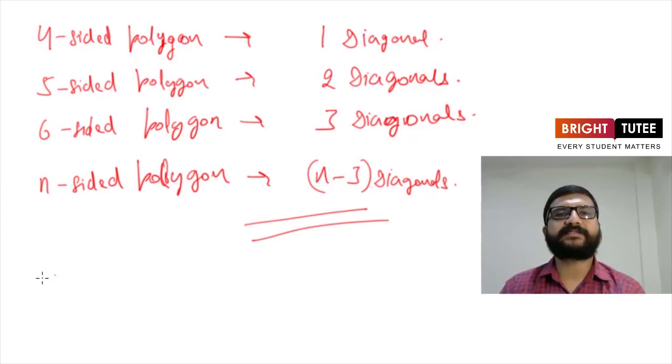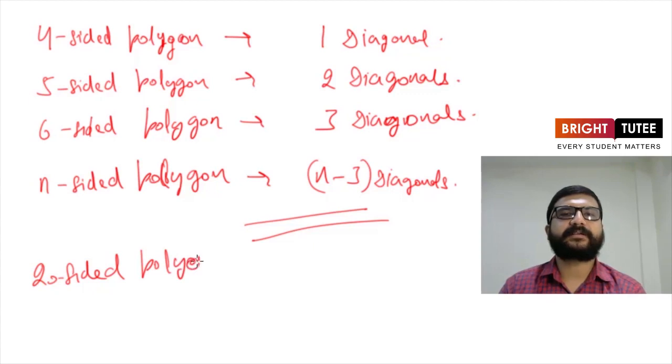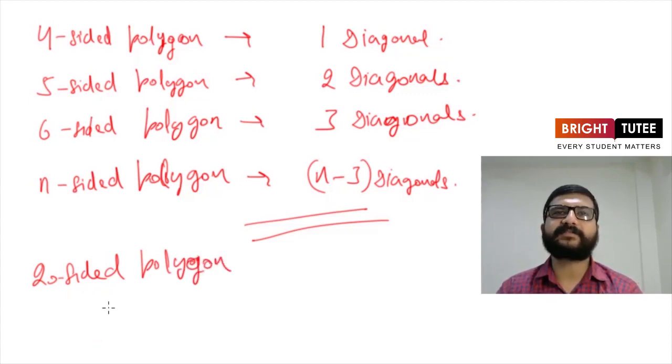Now suppose the question is we have a 20-sided polygon. Then how many diagonals can we draw from any vertex of this polygon? Do we have to draw a 20-sided polygon and then check how many diagonals we are able to draw? Will it be possible? No, it is not possible for every number, because here it is 20-sided. We can have more than 20-sided figures also. It can be 50-sided. Then it won't be possible for us to draw and check and then count how many diagonals we are able to draw.